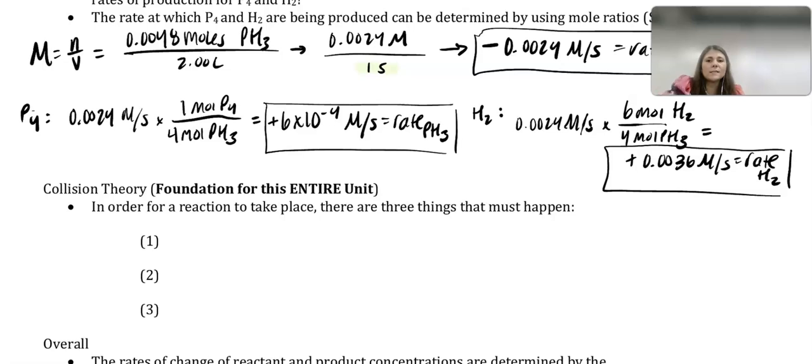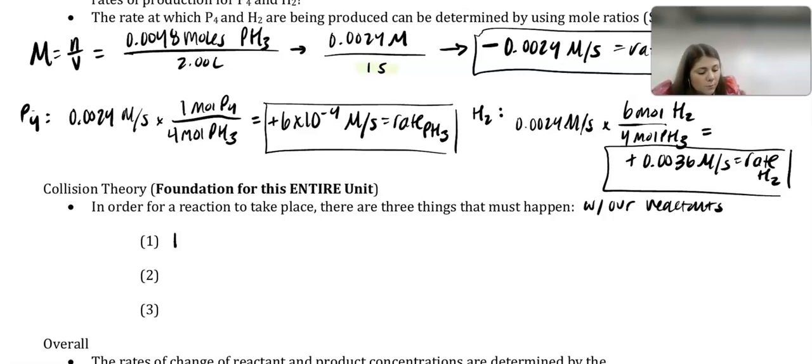All right, moving on. There are a few things that I want to mention, and I feel like it's better to just talk about right away, and then we'll start to dissect it a little bit more later. So there's this thing called collision theory. It is our objective 5.5, but I want you to know it's a foundation for this entire unit. So in order for a reaction to take place, there must be 3 things that must happen, and this must happen with our reactants.